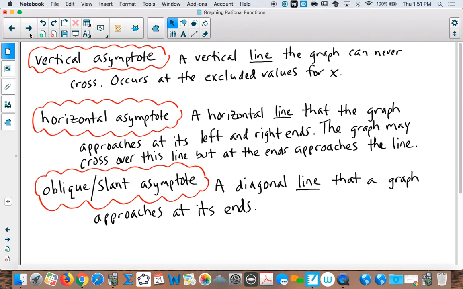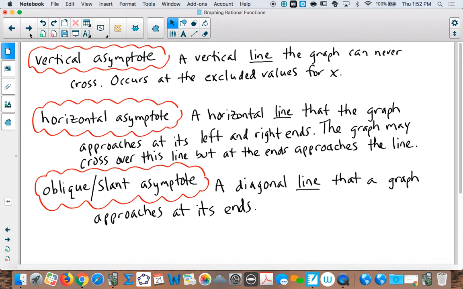Horizontal asymptote, again, is a horizontal line. And what happens here, it's interesting, is that the horizontal asymptote is where the ends of the graph approach. Most often, your graph does not cross the horizontal asymptote, but it can. It's allowed to cross the horizontal asymptote. It's not a value that's undefined. It's just at the ends of your graph, the value it approaches. That's why it's allowed to cross over. We'll look at some examples of that in a few minutes.